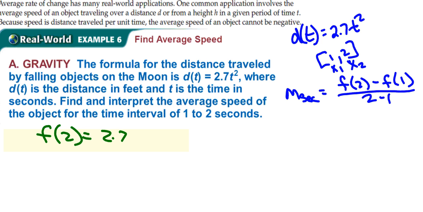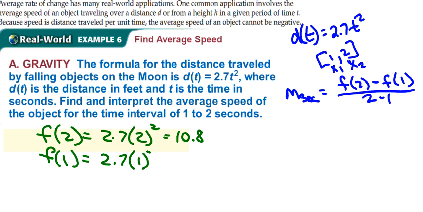So f of 2 is 2.7 times 2 squared. And a note to self: I can't multiply this and get 5.4 and then square that. That's wrong, right? I just square the 2 and then multiply it by that. So what's 2.7 times 4? 10.8, thank you. And then I also need f of 1. 2.7 times 1 squared. 1 squared is 1 times 2.7 is 2.7.